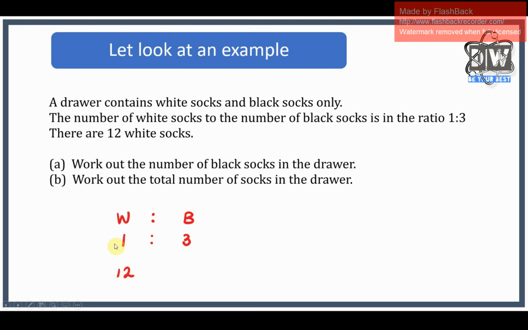So it's exactly the same as before, but this time we don't have the total. What we do is we take the total of white socks and we divide it by the ratio number here. So 12 divided by 1 is going to give us 12. And then that means there's 12 rounds.